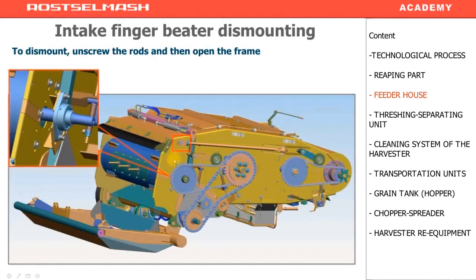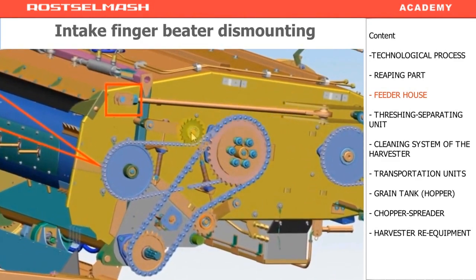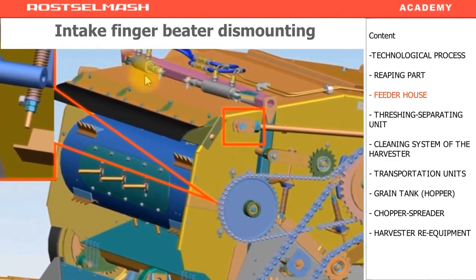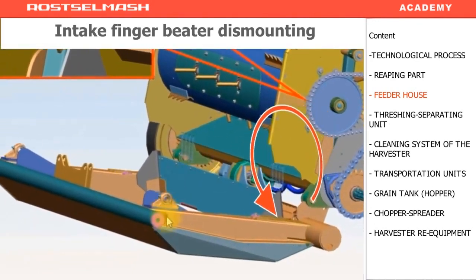Dismount the intake feeder beater through the front part of the feeder house. Before doing that, detach the rods on the left and on the right. Also detach the hydro cylinders. Then incline the frame of the feeder house.